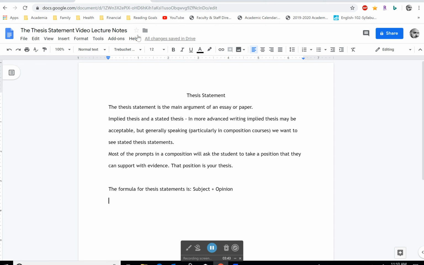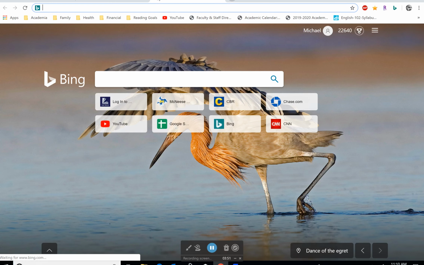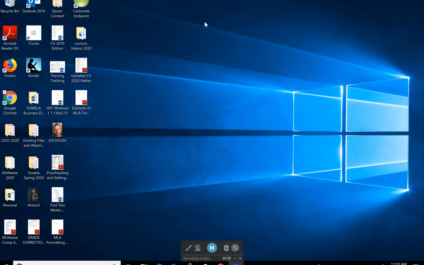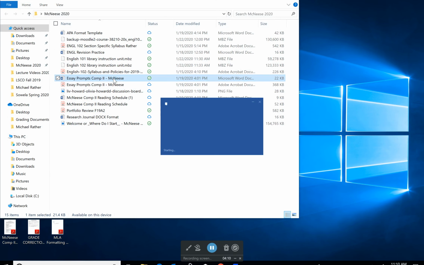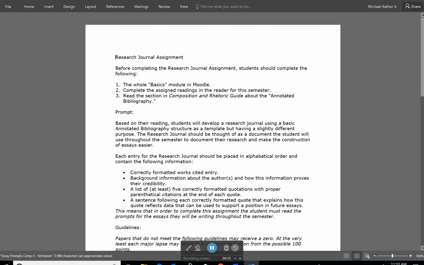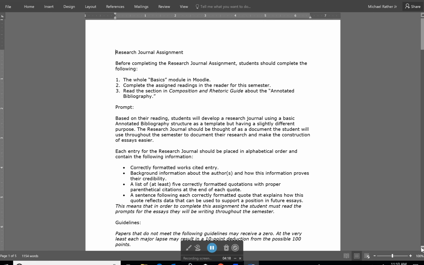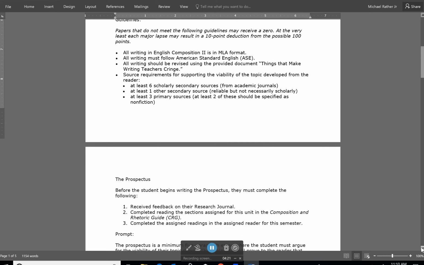So let's look at a model prompt quickly. Let's say you are working in one of my courses and you come across a prompt for Comp 2. Let me pull it up here. Give it just a minute for Word to load. Sometimes these things take a minute. We'll go to the prospectus prompt for a Comp 2 course.